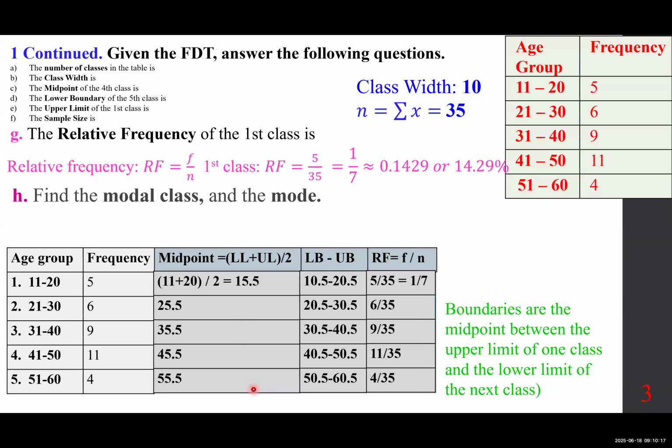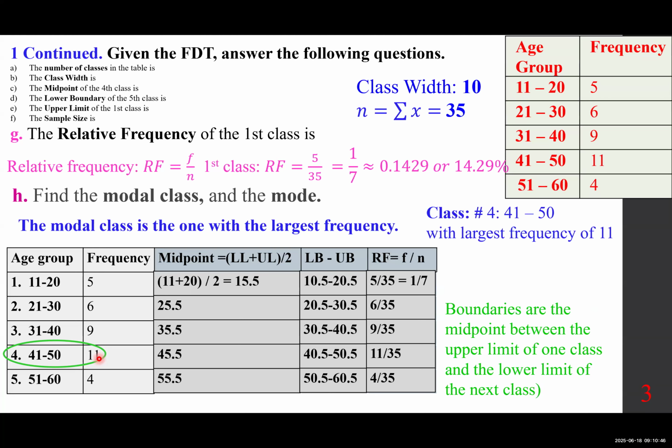So let's write the midpoints as well. And then the modal class, by definition, is the one with the largest frequency. And this one has the largest frequency by definition. So that would be class number 4, which is from 41 to 50, with the highest frequency of occurrence, which is number 11.